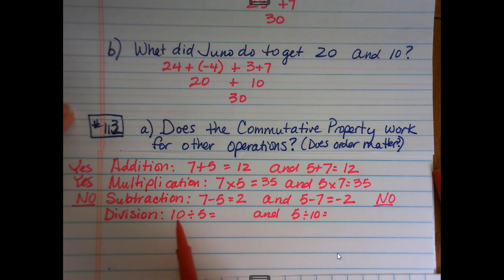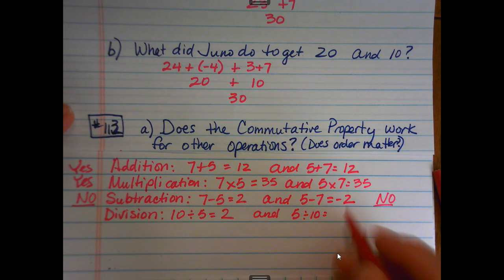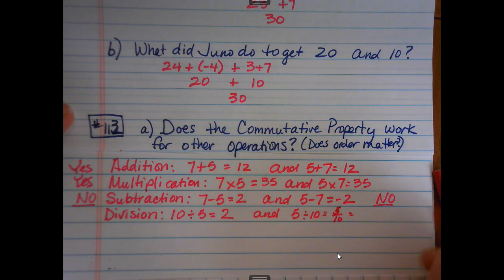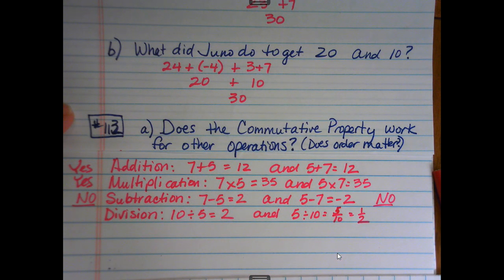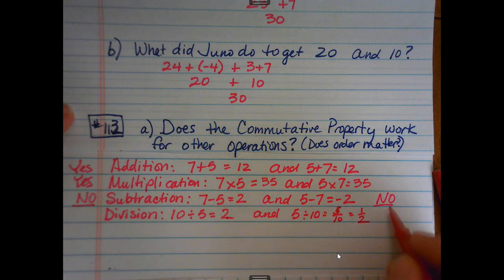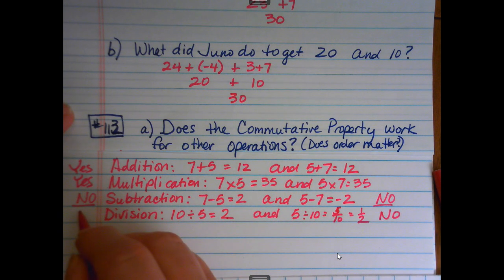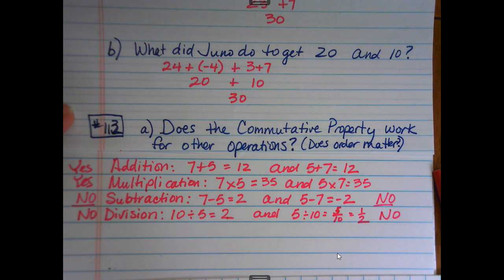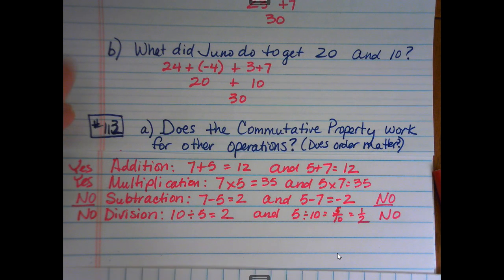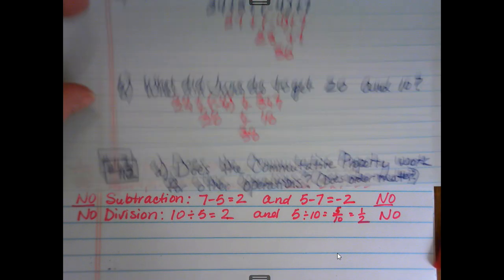This one here, if I do 10 divided by 5, I get 2. 5 divided by 10, I get the reciprocal of 2. Well, I could start out by saying 5/10, which I can simplify down to 1/2, which is the reciprocal of 2. This number and this number do not match. So division is also not working with the commutative property.